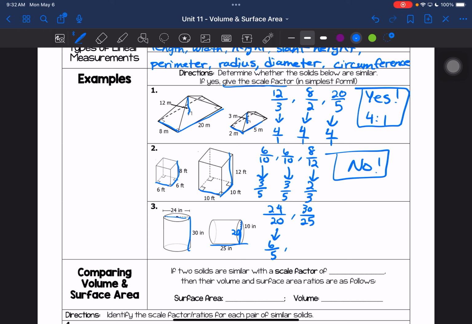For 30 over 25, the number 5 goes evenly into both of them. So 30 divided by 5 is 6, and 25 divided by 5 is 5. They're both 6/5, so we would say yes. And then our scale factor would be 6 to 5.